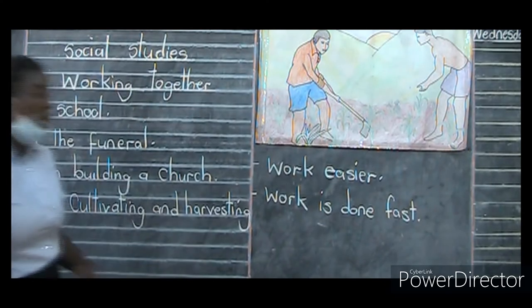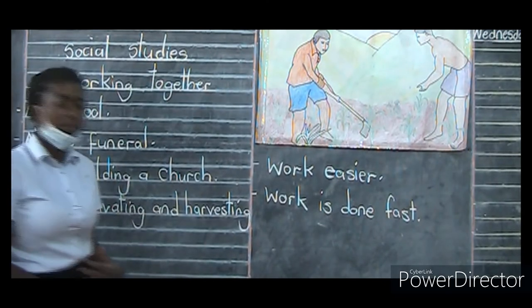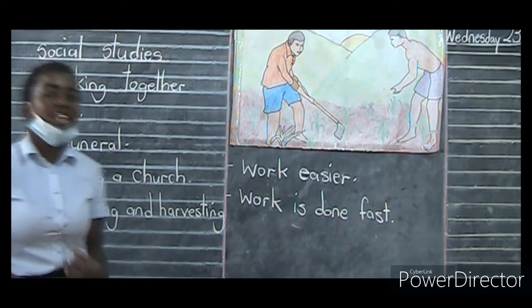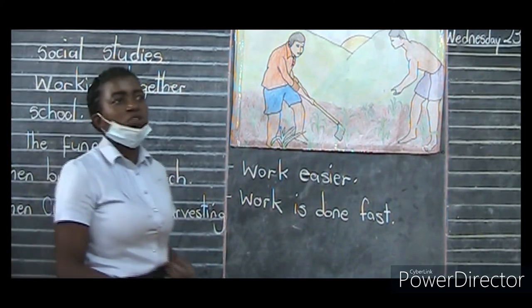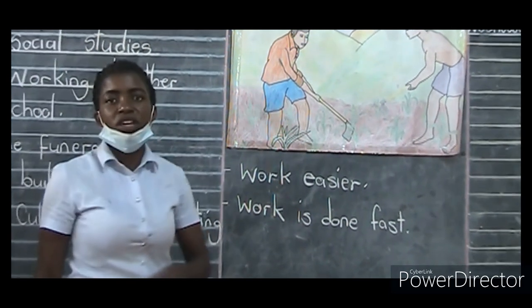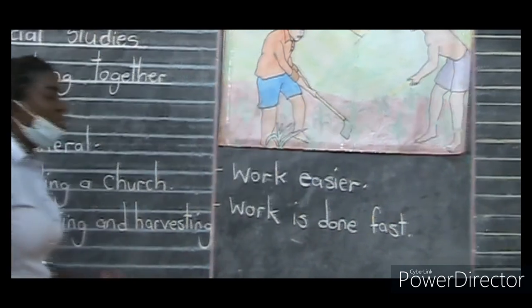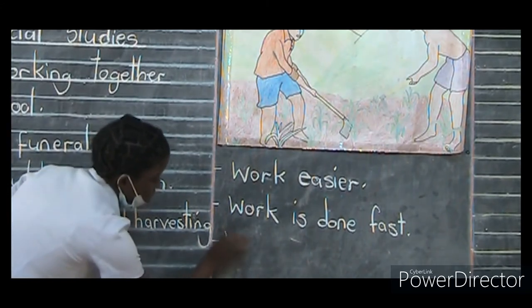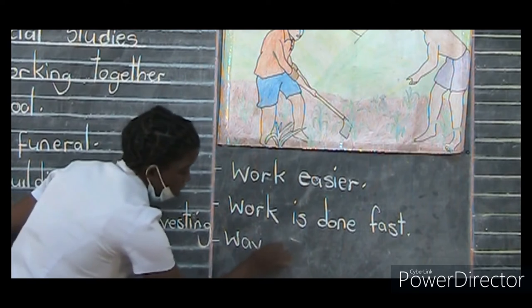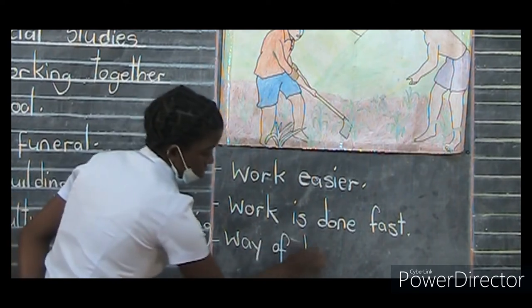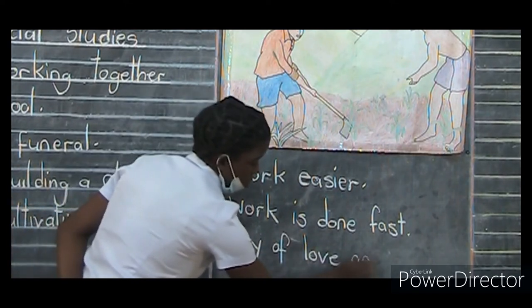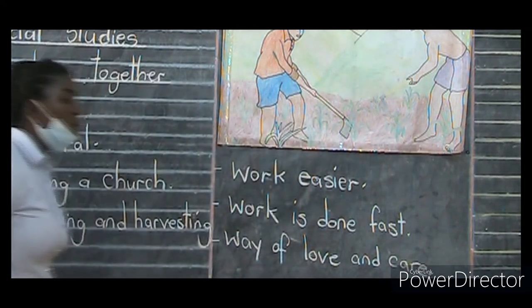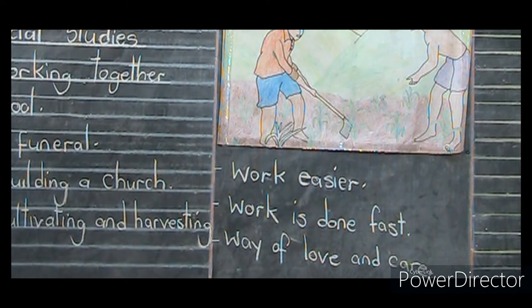Apart from working fast and finishing our work fast, when we are working together, that's when we show each other love and care. Because you cannot work with a person that you do not love. You cannot work with a person that you do not care about. So when you're working together, it is a way of showing love and care.